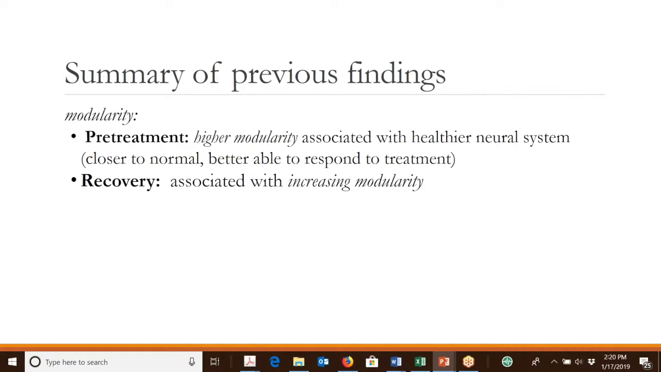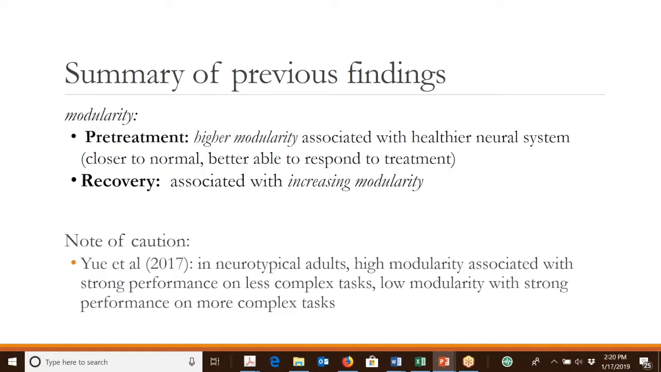Okay, so these are really pretty much the extent of previous studies that have examined these properties. To summarize, in terms of modularity, what people have found is that at pretreatment, higher modularity seems to be associated with healthier neural systems, closer to normal, better able to respond to treatment, and that recovery is associated with increasing modularity. And I just want to note a caution, since higher modularity seems to be suggesting that it's a good thing, which it may be, but the picture is probably not that simple.